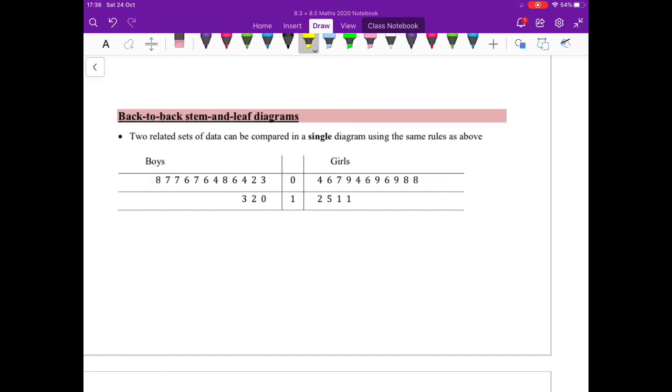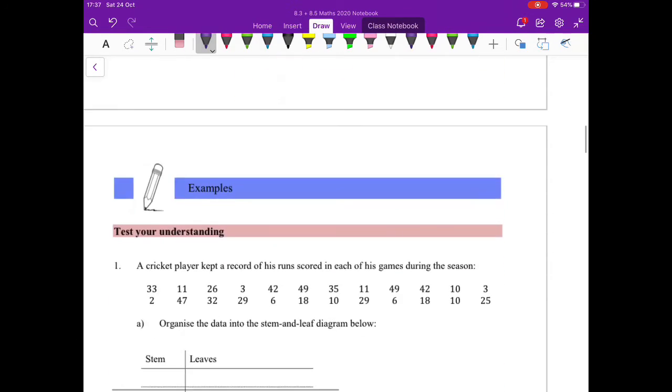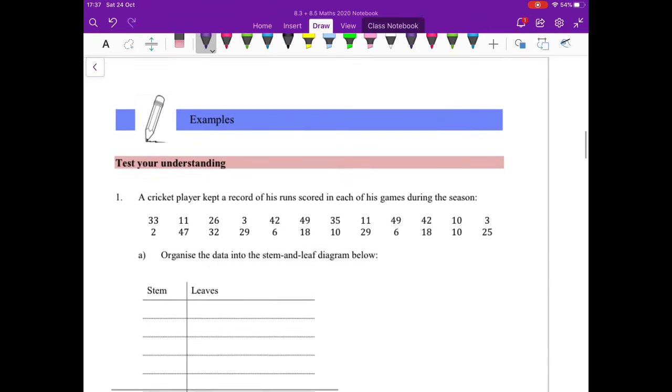Now, if I have two sets of data that are related, I can put it in a back-to-back stem and leaf plot. So in this case, the stem is in the middle, and for girls we're going to work from left to right, and for boys we are going to work from right to left. And again, you just put down the leaves.